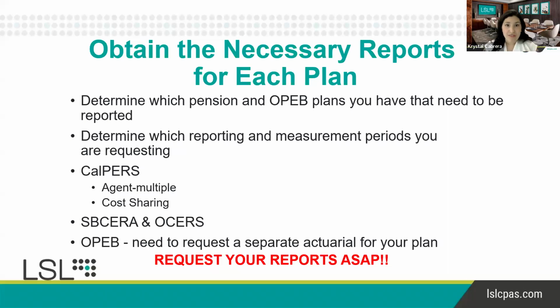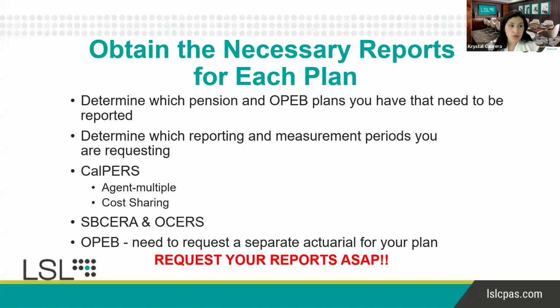So a lot of entities have multiple pension plans, or they might have different OPEB plans that need to be reported individually. So you'll want to make sure that you gather everything that you have. If you aren't sure, I typically say look at your ACFR from prior year, and any prior documentation that maybe the person before you prepared in the prior year, just to make sure you're not missing anything.